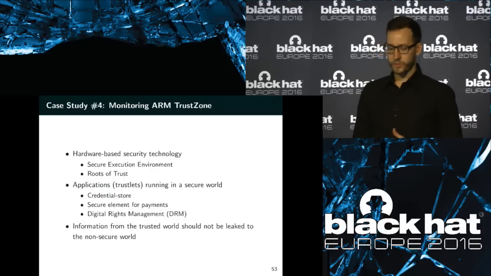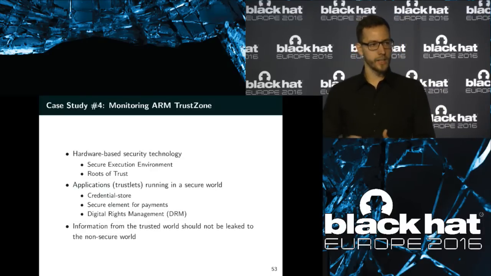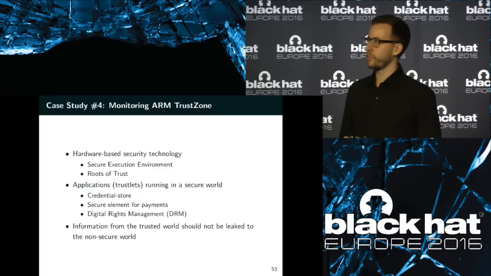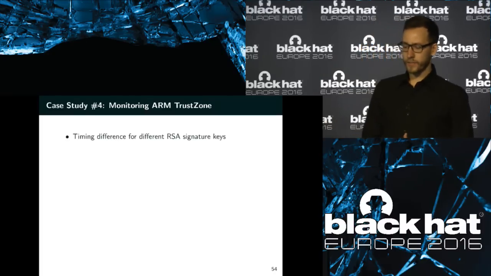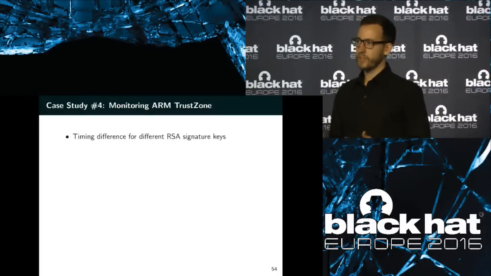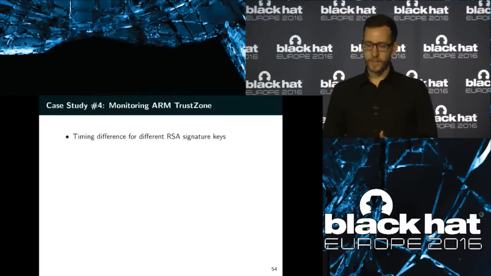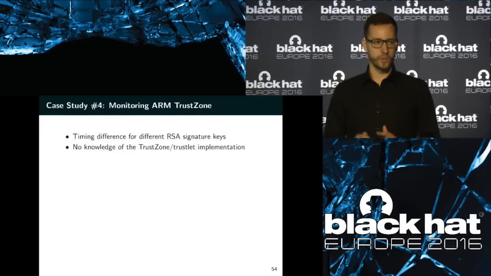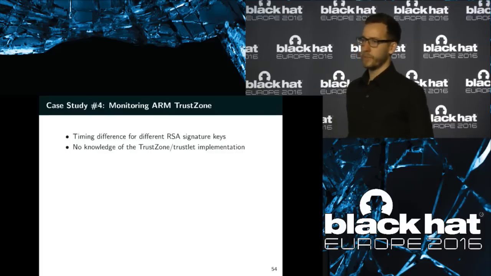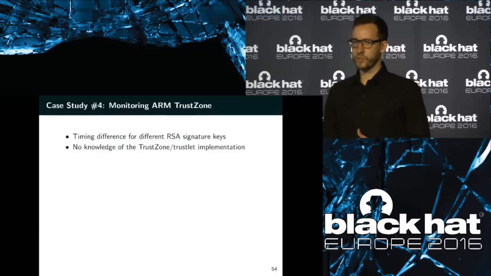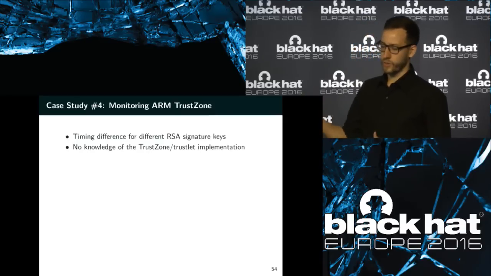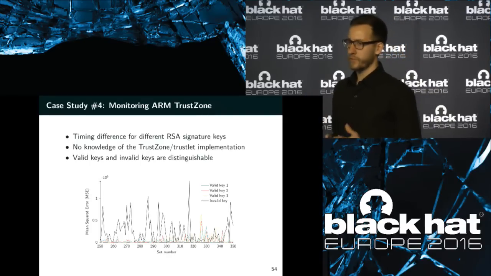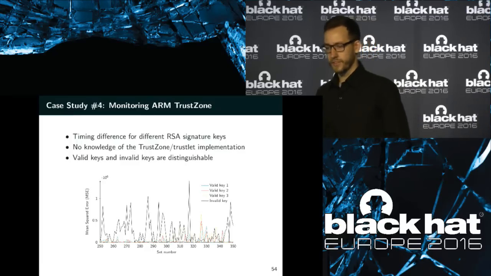One wants to assume that information which is stored and processed in the trusted world should not be leaked to the non-secure world. However, we found on one smartphone a trustlet which you can use to create RSA signatures for arbitrary data. And we measured some timing differences depending on the key that is used. We had no knowledge about the implementation of the trusted operating system and also not about the trustlet. So we didn't have any source code, and it's not necessarily required. What we can do is distinguish between valid and invalid keys that are processed in the TrustZone.